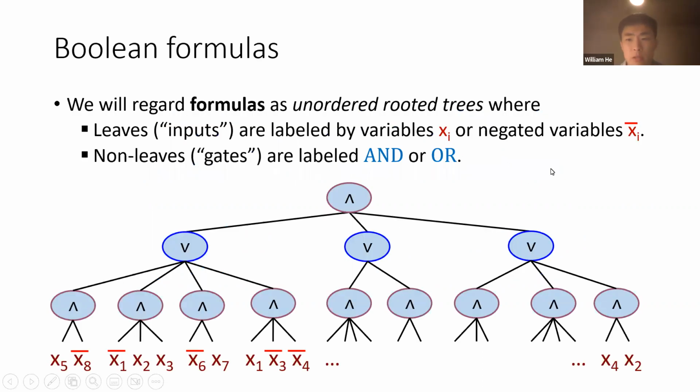Our computational model and our main objects of study are Boolean formulas, which we will regard as unordered rooted trees, where leaves are labeled by variables xi or negated variables not xi. We'll regard these as the inputs to our computation. Non-leaves are labeled by and or, and we'll call these gates. We'll be considering AC formulas, so formulas with unbounded fan-in. And here I have an example of a Boolean formula.